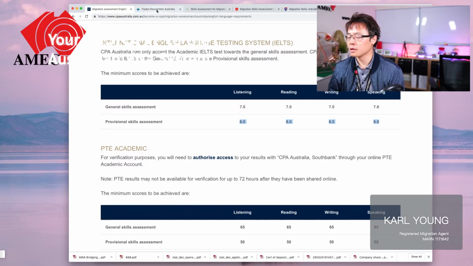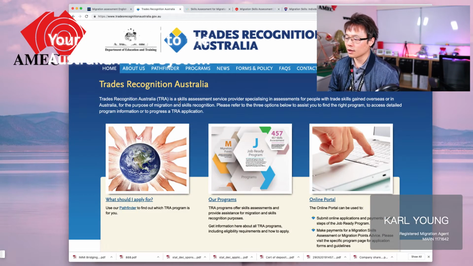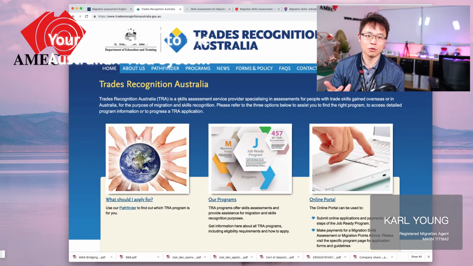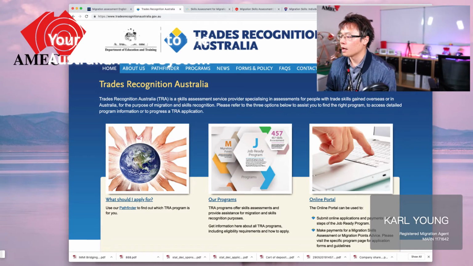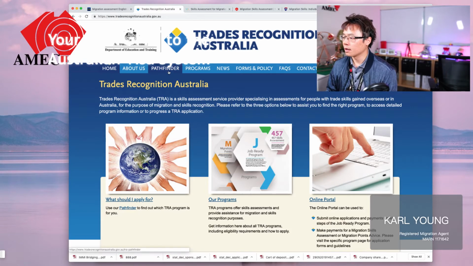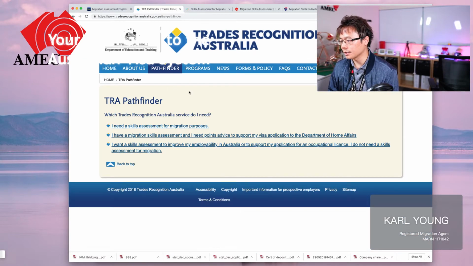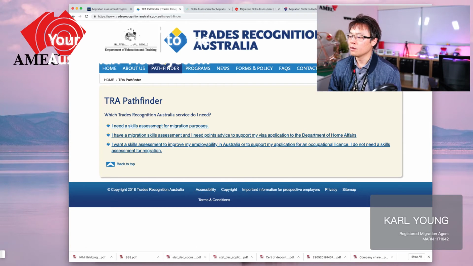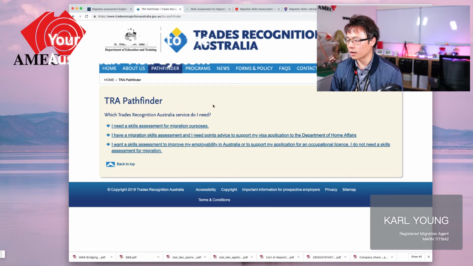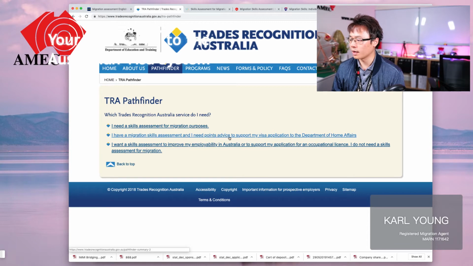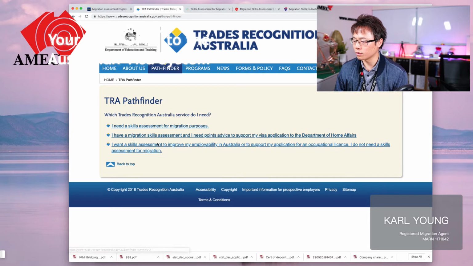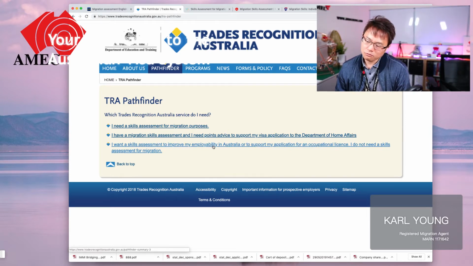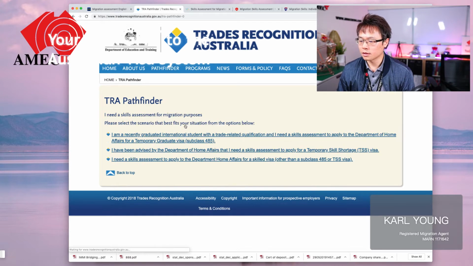Now, moving onwards, let's go to Trade Recognition Australia. This is for all the trades like cook, chef, cabinet makers, mechanics. How do you use this website? You basically go into Pathfinder. There are 3 parts. One is for migration purpose, the other is for point advice, and the third one is, I don't know why you would have a third one, improve my employability. Well, maybe some people do. Let's just go into the first one.